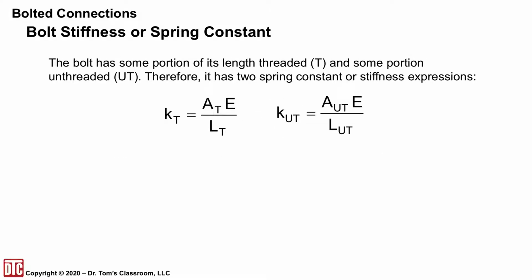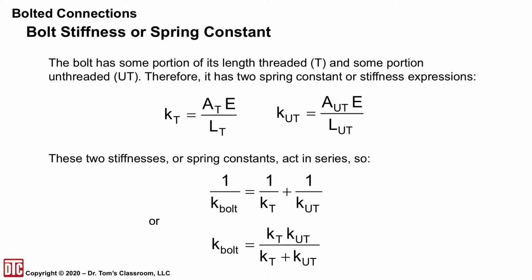Now, the bolt has a portion of its length threaded and some portion unthreaded, so it has two spring constant or stiffness expressions, K sub T equals A sub T E over L sub T, and K sub UT equals A sub UT E over L sub UT. Okay, so these two stiffnesses add together like resistors in parallel. 1 over K equals 1 over K_T plus 1 over K_UT, and when you rearrange through the algebra, you get K bolt is K_T times K_UT over K_T plus K_UT.